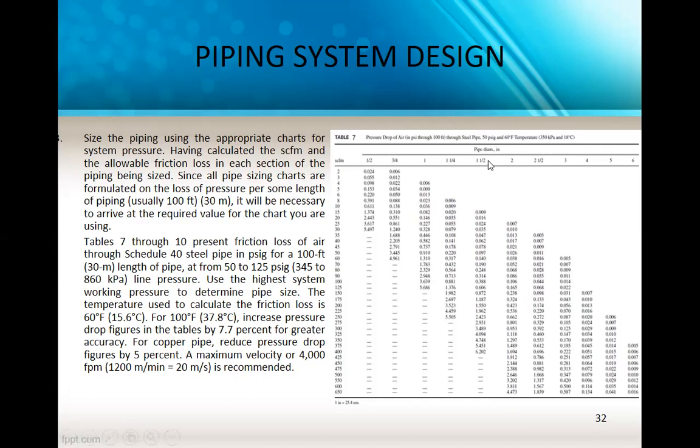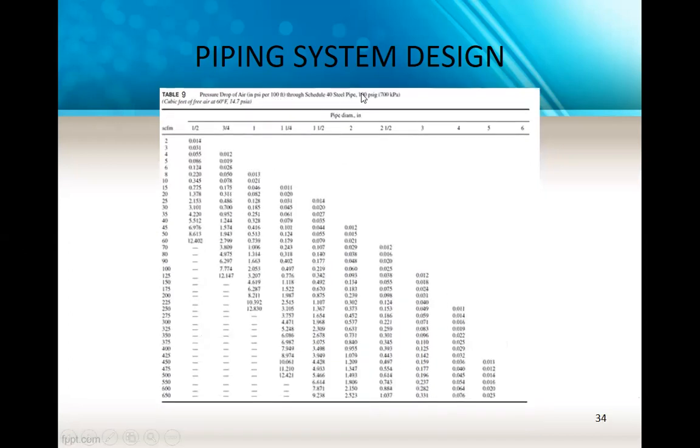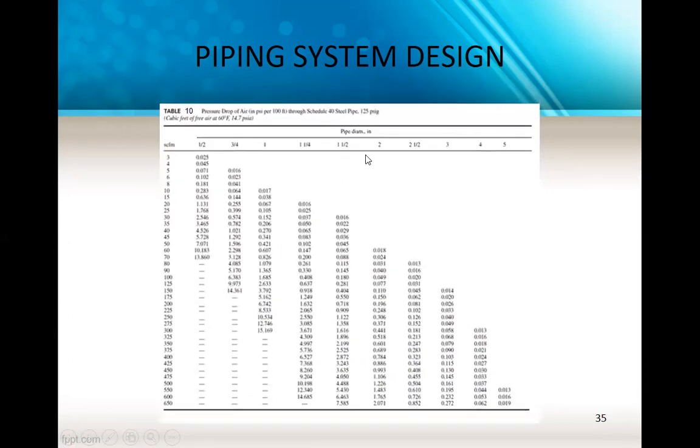Maximum velocity. This one is 50 PSI gauge and 60 Fahrenheit. This one is 75 PSI gauge. The value here is CFM standard. Free air, also called standard CFM. Okay? Which is now 100 PSI gauge pressure, then 125 PSI gauge pressure, where you can look up the value.